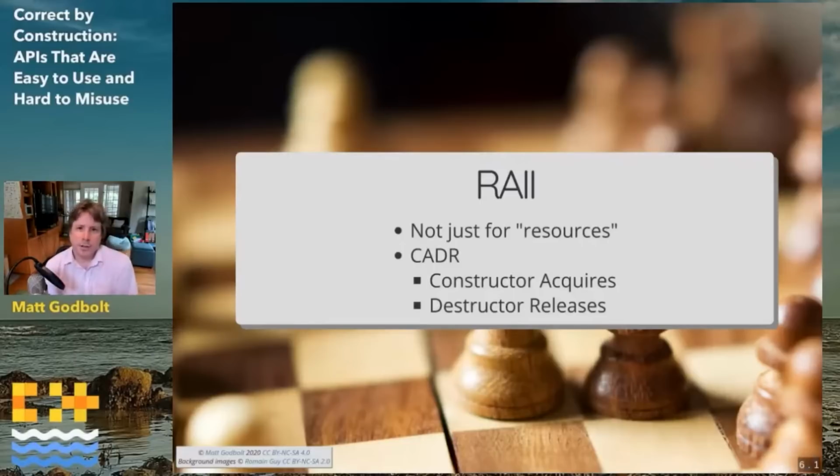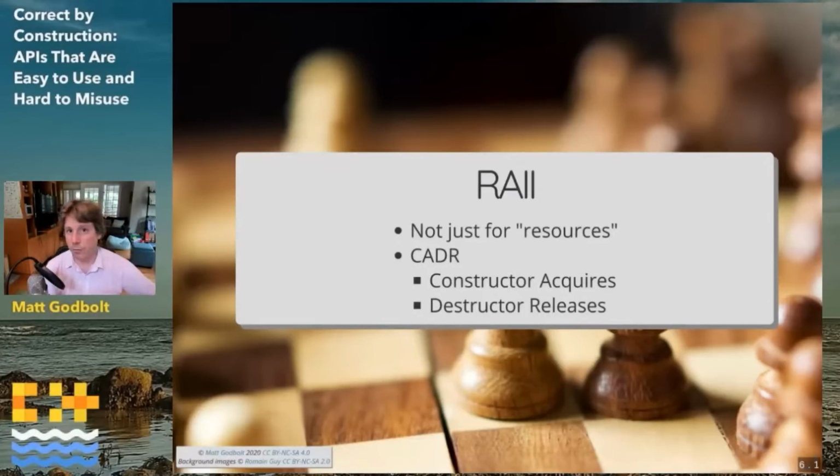Of course, RAII stands for Resource Acquisition is Initialization, which is probably the worst acronym in C++. It is not just for resources. I don't know about you, but when I think of a resource, I think about memory. Maybe at a push, I think a file handle. Not anything else, really. It's very much a physical thing that lives kind of outside of my process, even. A better name for RAII is perhaps CADR or cadre, however people want to pronounce that. But constructor acquires, destructor releases. That sounds a little bit more general purpose than resource, at least to my ears.